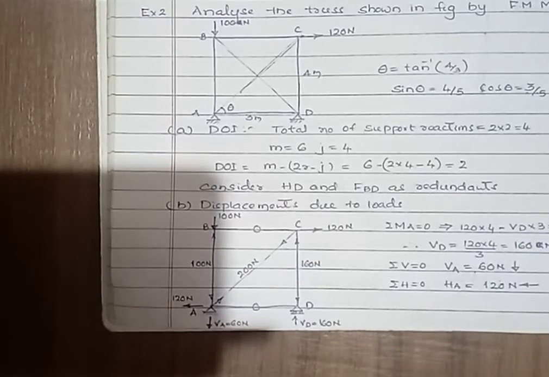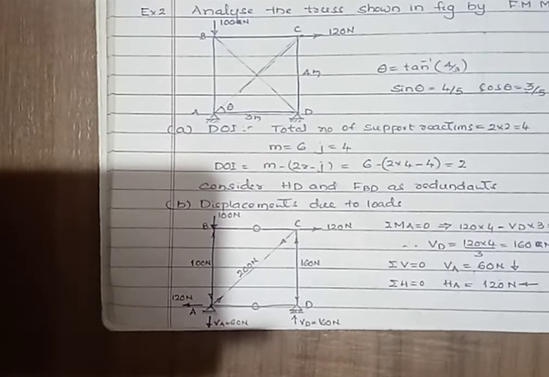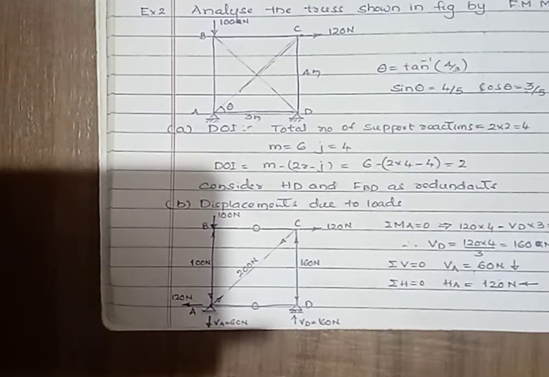Analyze the truss shown in the figure by using the flexibility matrix method. Here A and D are the two supports, both are hinges.